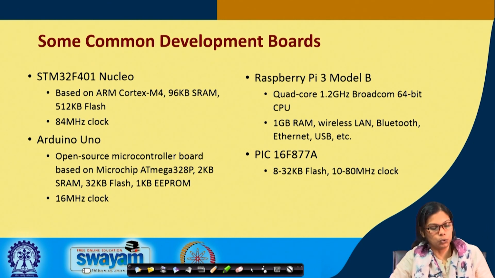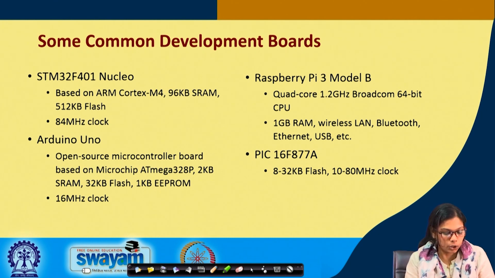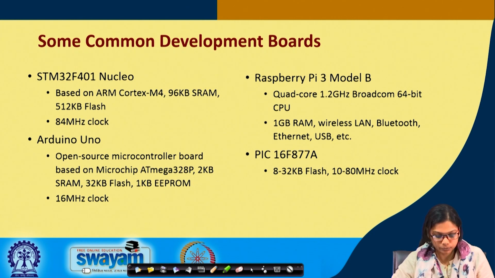Another very popular board is Arduino Uno. This particular board is an open source microcontroller board which is based on Microchip Atmega 328P. It has got 2 KB of SRAM and 32 KB of flash. It has also got 1 KB of EEPROM. Now, the clock it is having is a 16 megahertz clock.